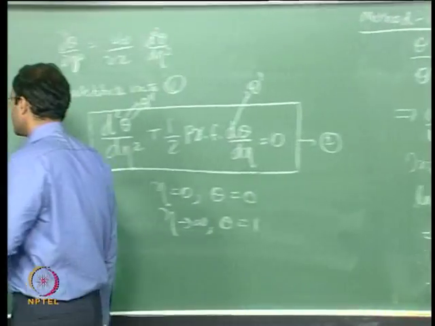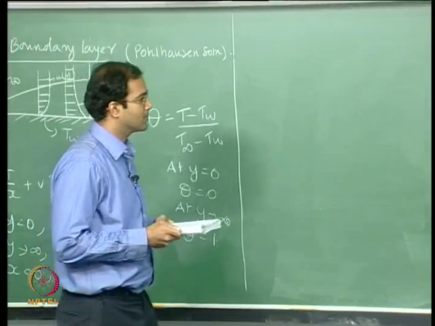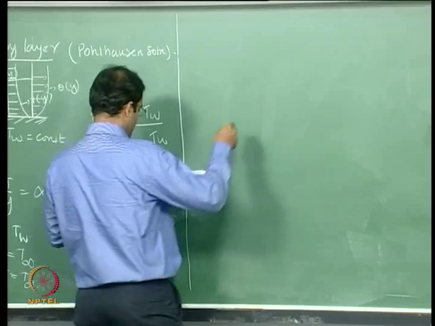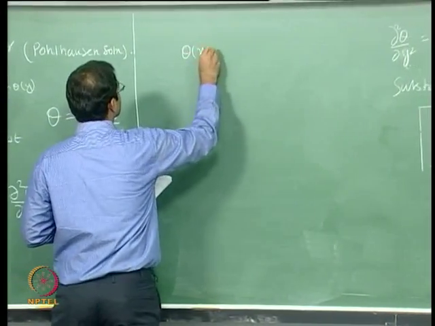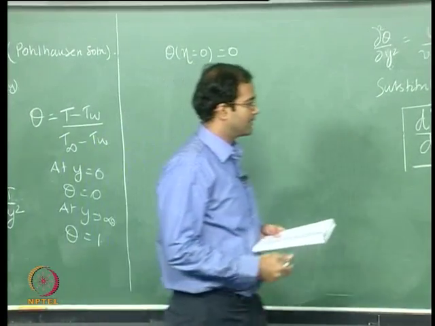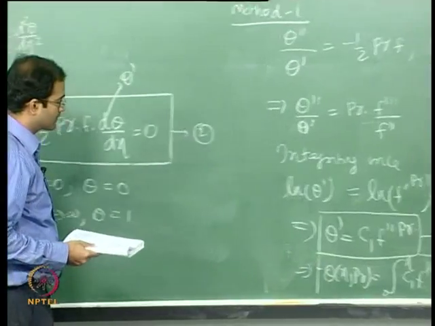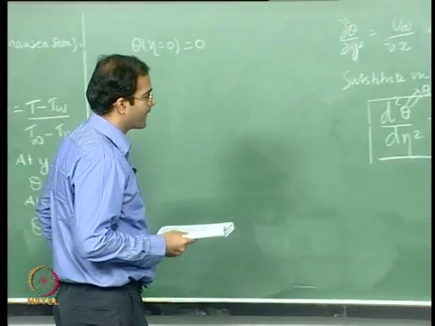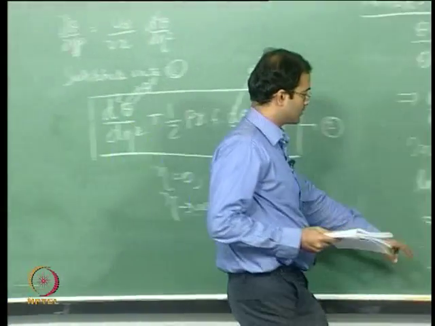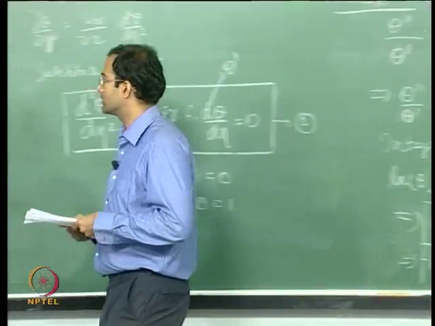So now I have to find the two constants c1 and c2. How do I determine the two constants? Boundary conditions. Okay, so theta at eta equal to 0 equals 0. So if I apply this here to equation number 4, so what will I get? At eta equal to 0, if I integrate from 0 to 0, this is what? 0. Okay, so therefore my c2 has to be 0.